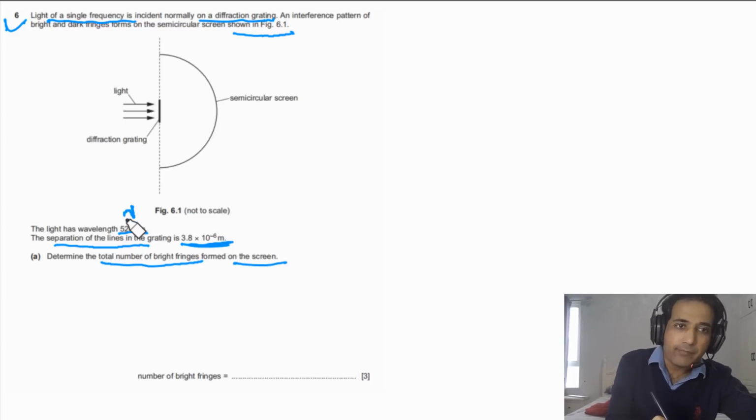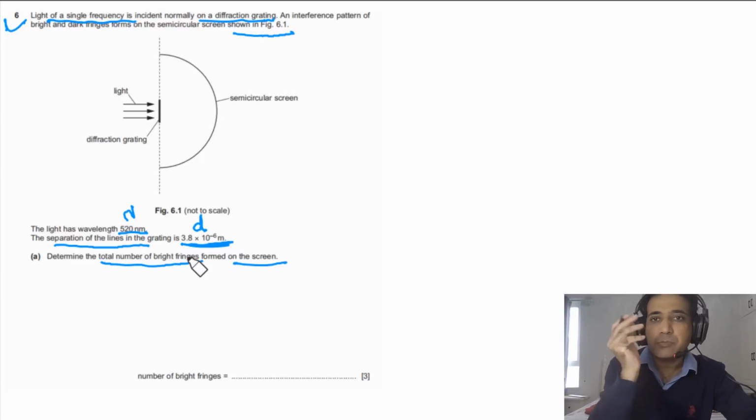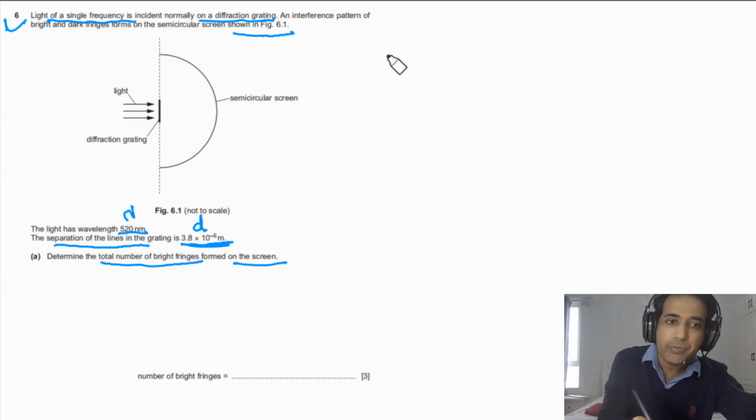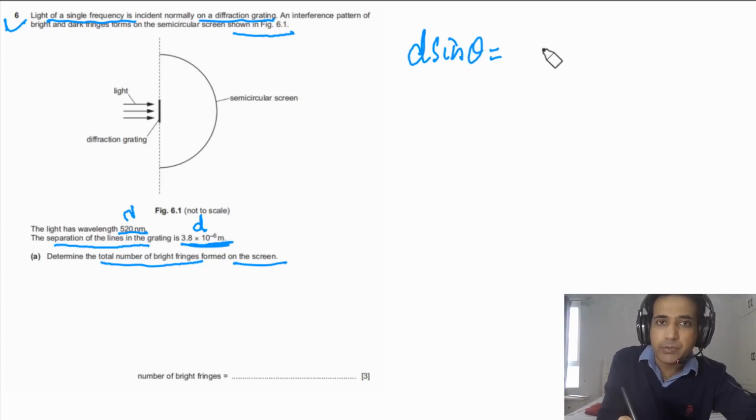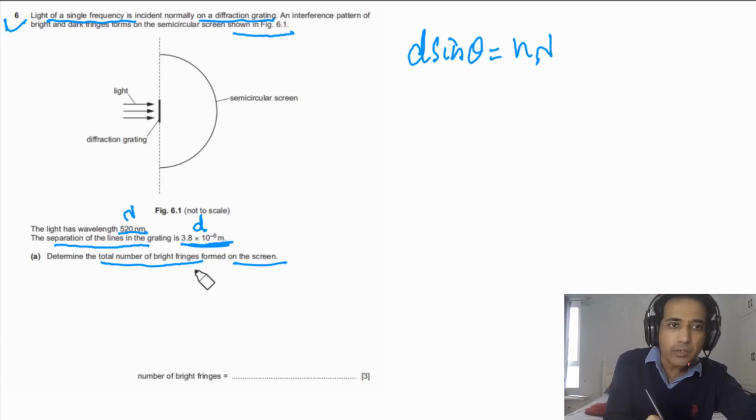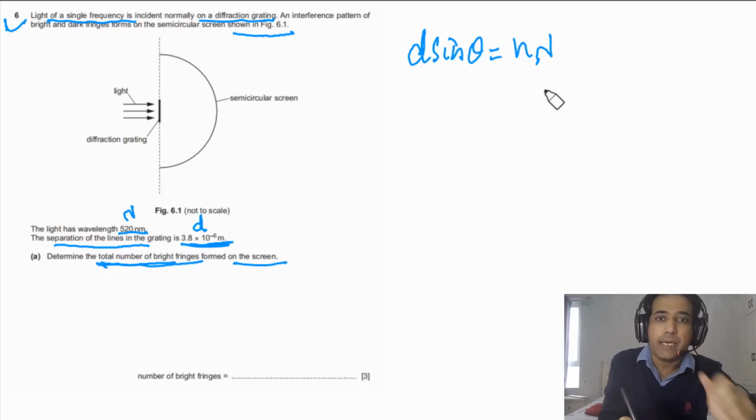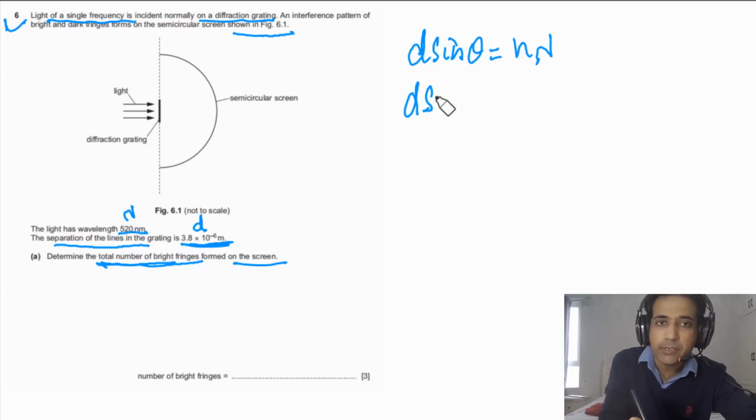So in this case we have lambda, and the value of d is also given to us. This is a typical question about diffraction grating. So simply we have to use d sine of theta is equal to n times lambda. The question is asking us the total number of bright fringes. It means that n max. So we can say d sine of theta is equal to n max, meaning maximum number of bright fringes, times lambda.